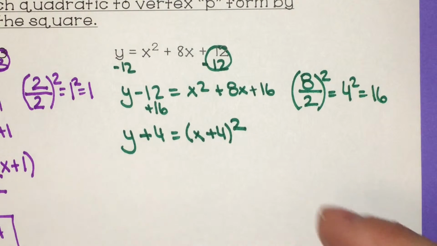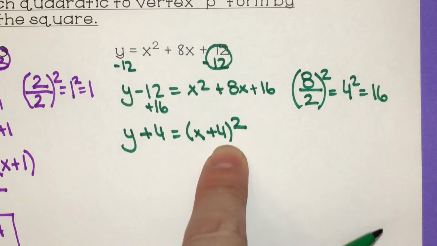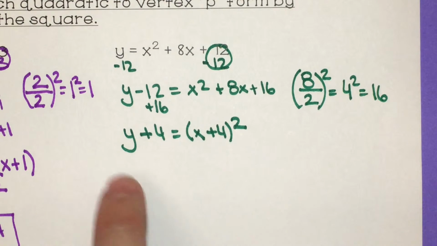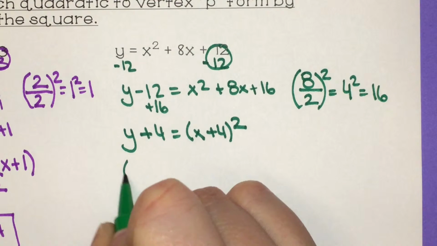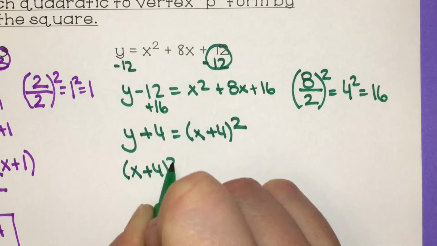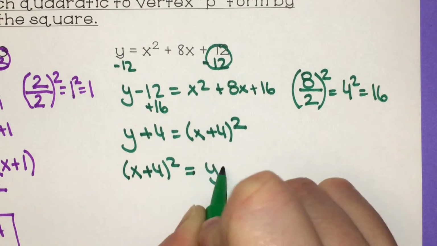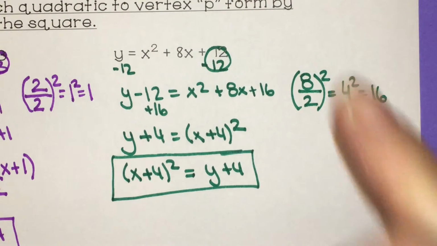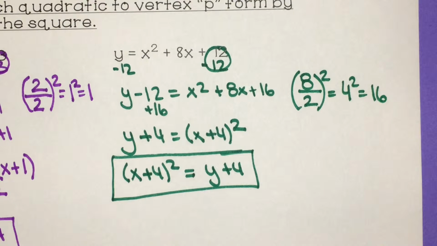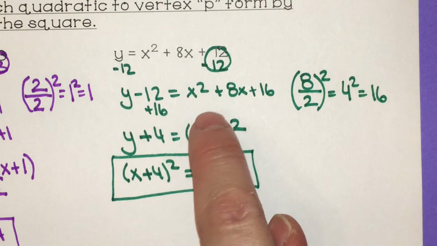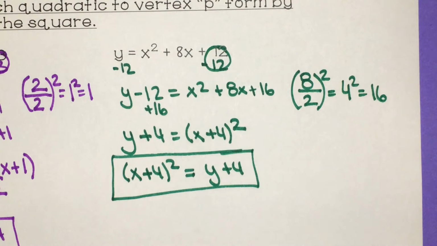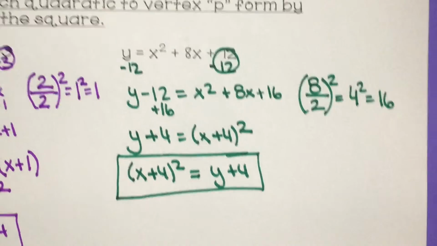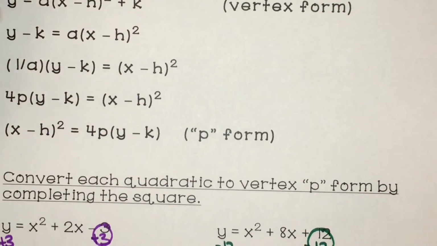Now I just need to flip the sides to get my x plus my, in this case, my h value squared on the left. So x plus 4 squared is equal to y plus 4. That one was even simpler because I didn't write out all the steps. I didn't write out x plus 4 times x plus 4. So again, if you don't write out as much, it's not as complex as it looked at the beginning.